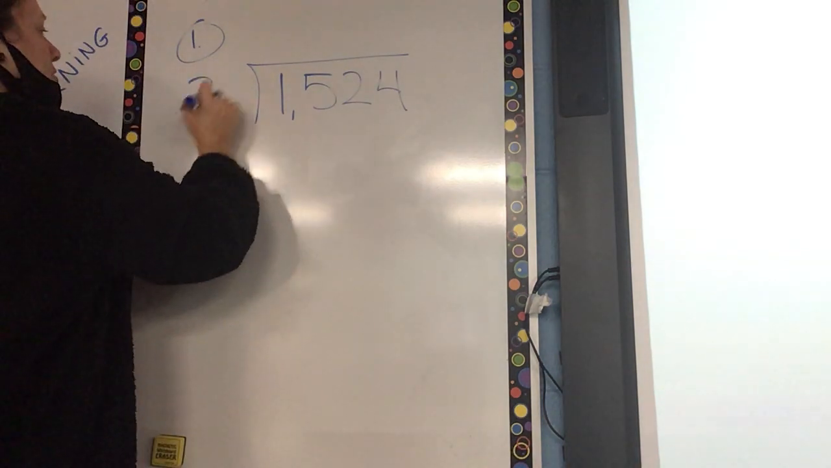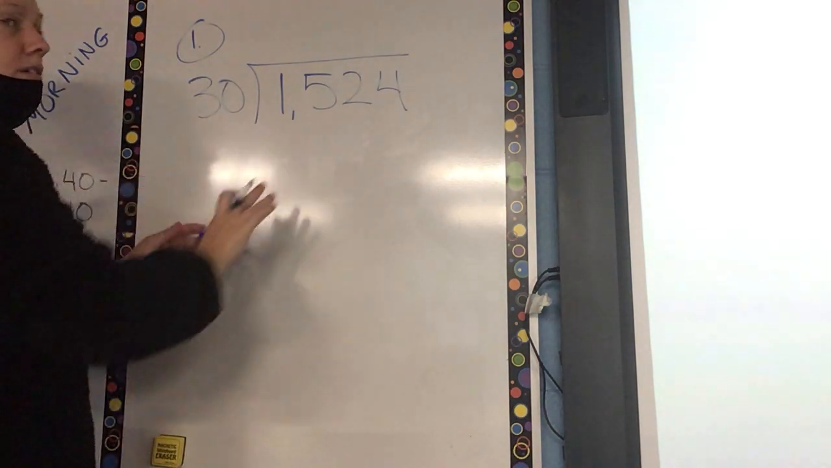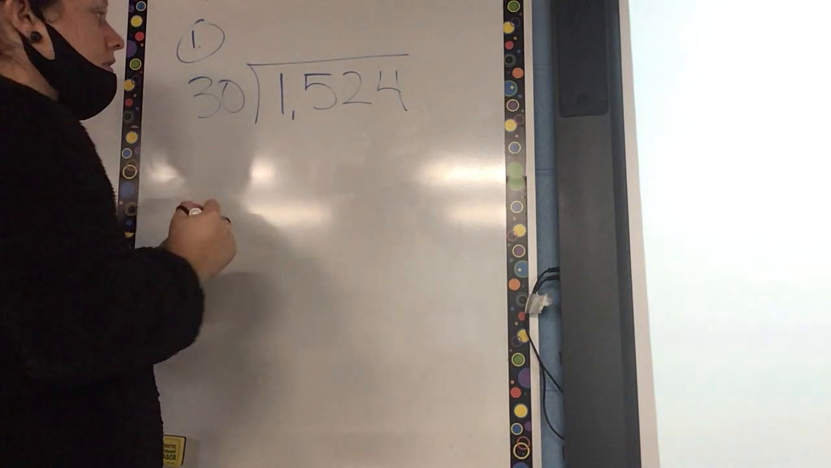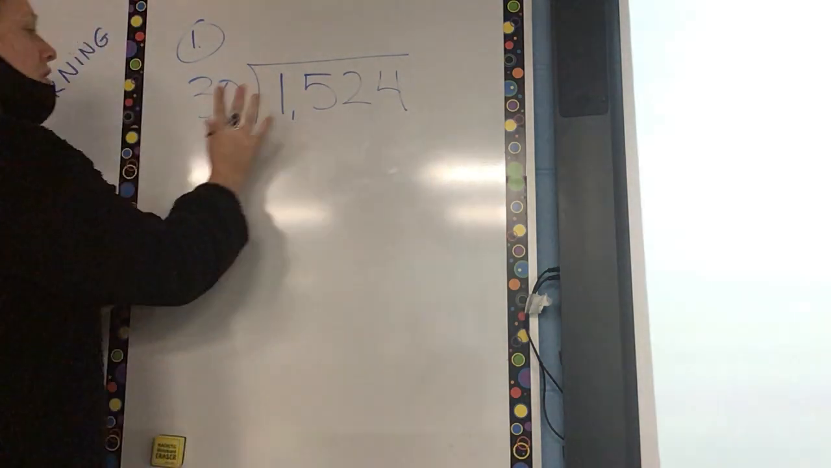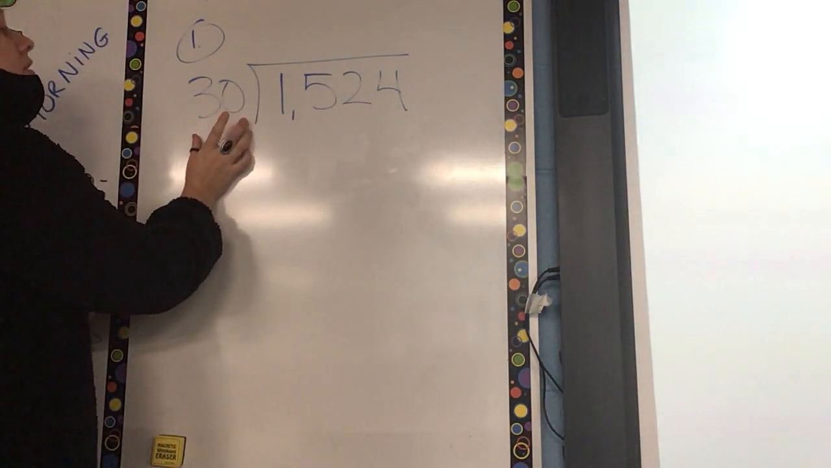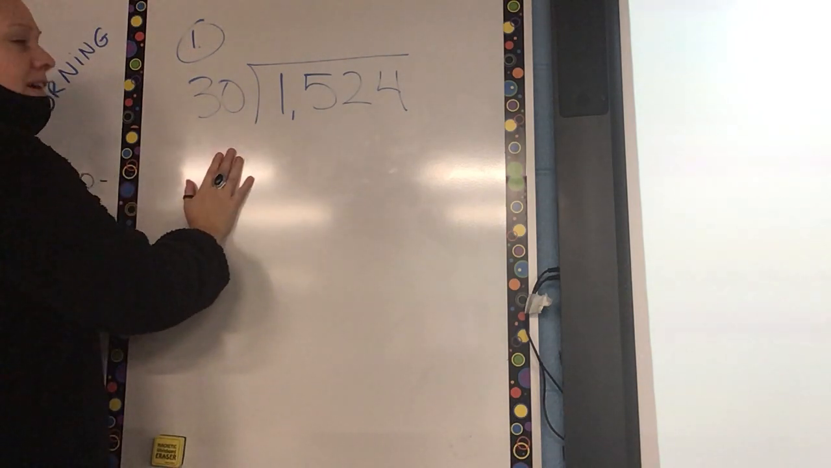And why did you use these two numbers in dividing? Why 1,524? Because that's how many gallons of water was used. Why 30? Because that's how many days I used that much water. And why am I dividing?